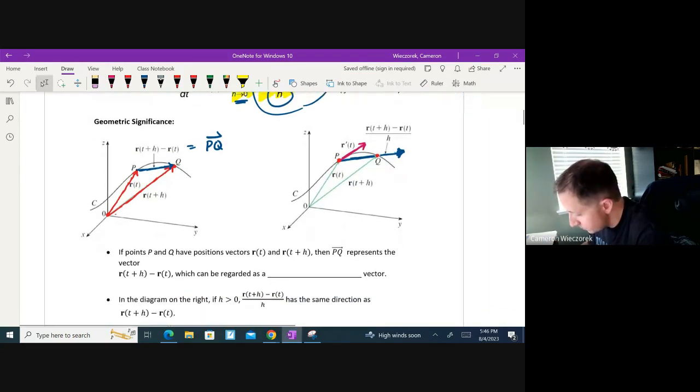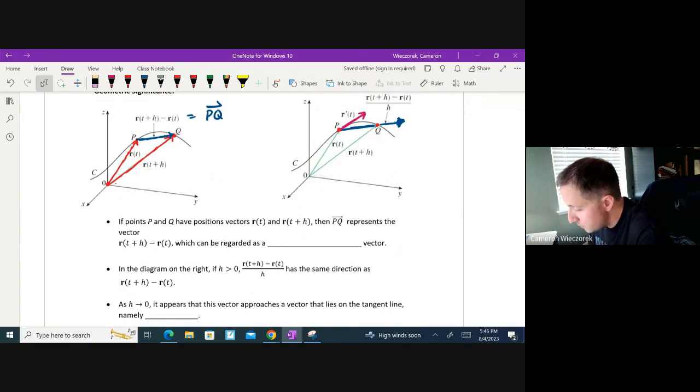Okay? So kind of to sum up here, if points P and Q have positions r of t and r of t plus h, then PQ represents the vector r of t plus h minus r of t, which we can regard as a secant vector since it passes through 2 points, P and Q. Okay?